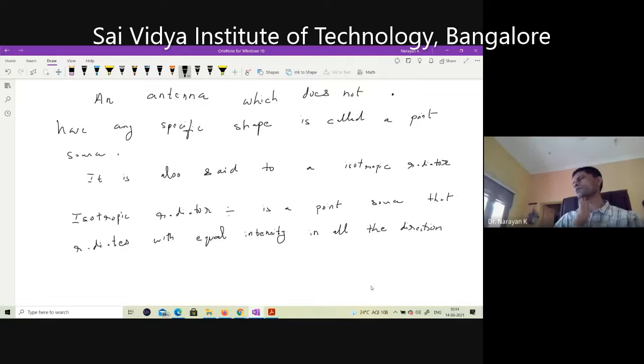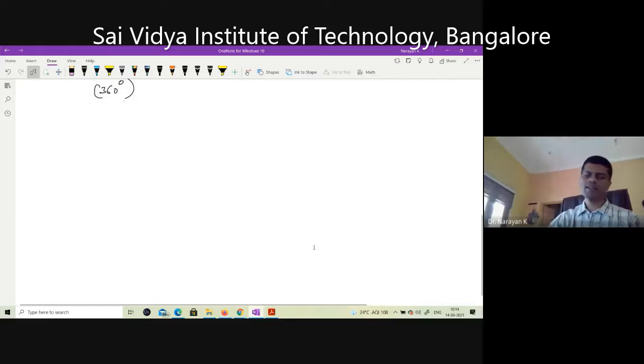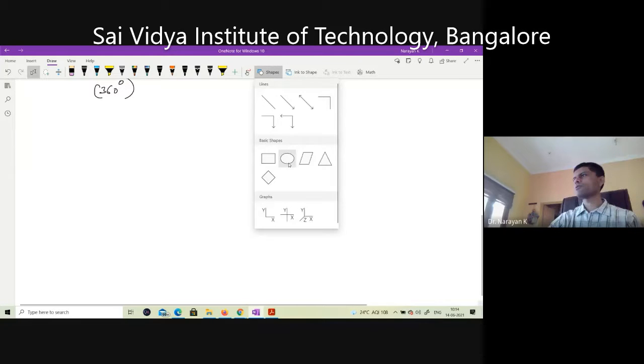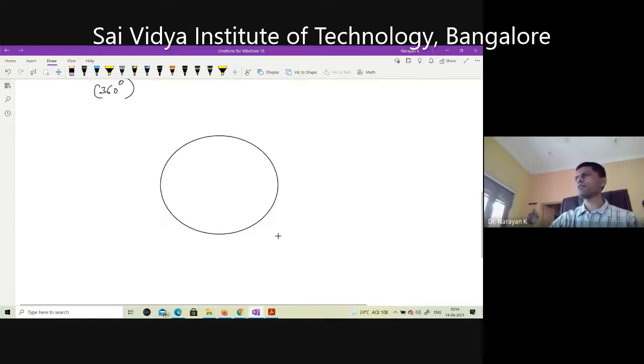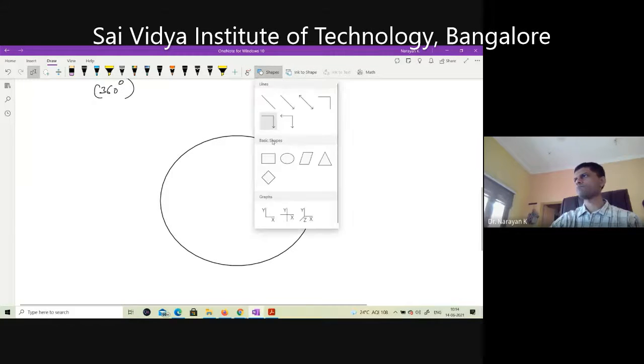Already I have these notes, because it has to enter your mind and you have to reproduce this in the examination. Just me reading will not solve your problem, because I am not just presenting here. I am trying to teach you from the examination point of view, 360 degrees. So it is nothing but a point source which radiates equal intensity in all directions, and your point source does not have any specific shape. So I'll just put a round in color as your point source.